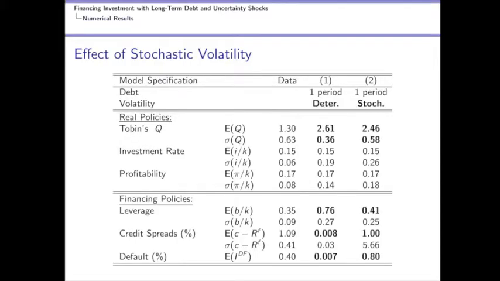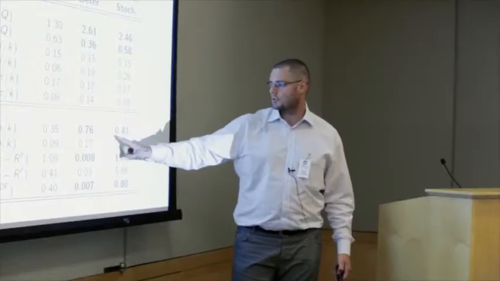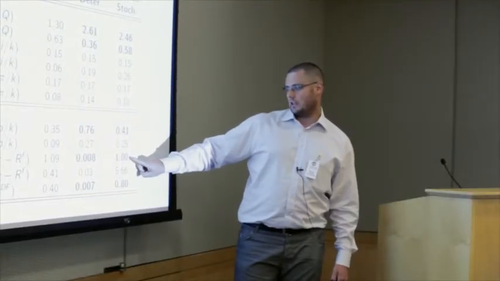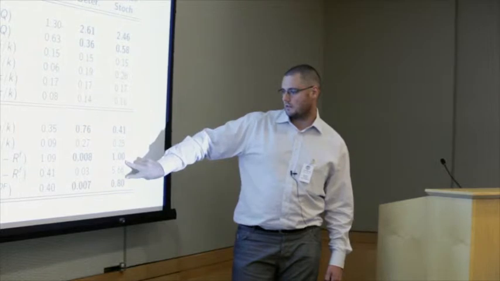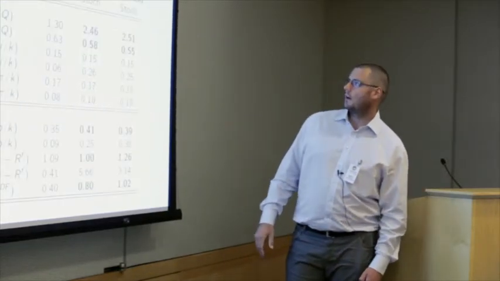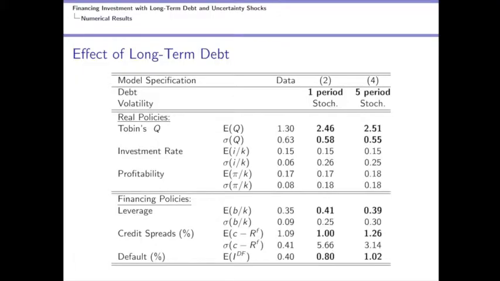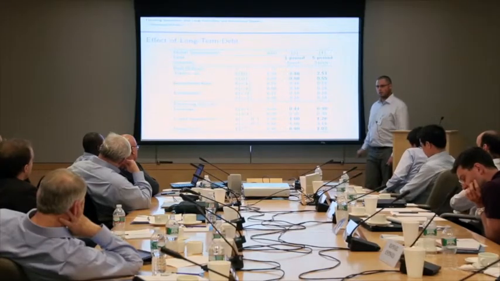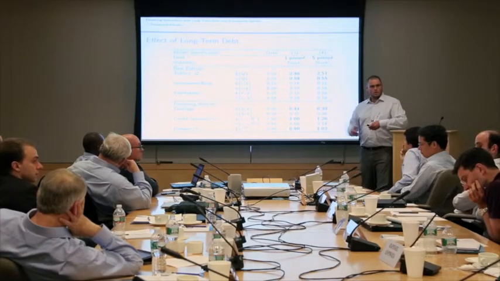If I want to show you the effect of going from 1-period deterministic to 1-period stochastic, what we see is that adding risk in the cash flows obviously reduces leverage and increases credit spread and default events. So 1% and 0.8. So it does quite a good job already. But then if you bring it now to 5 periods, the amount of debt levers that up even more. So these agency costs kick in even more. It reduces leverage further, increases credit spread, and increases default slightly. Okay?